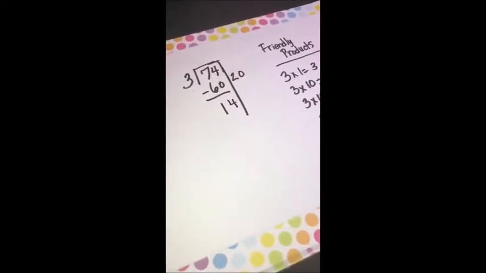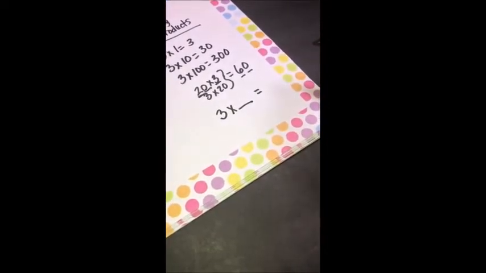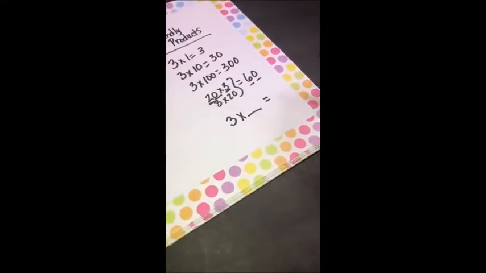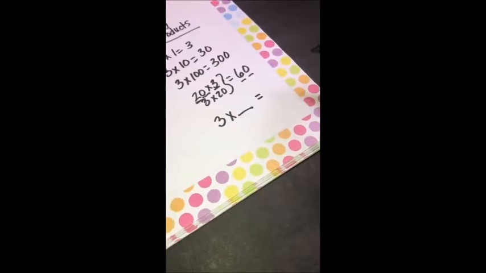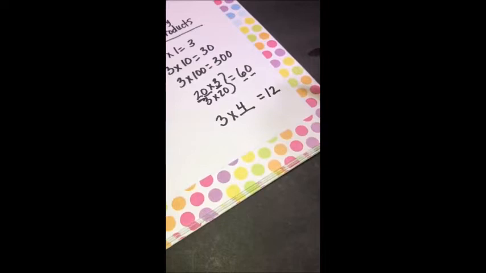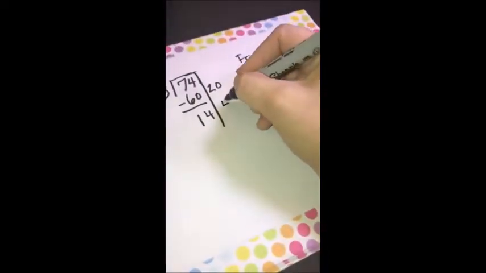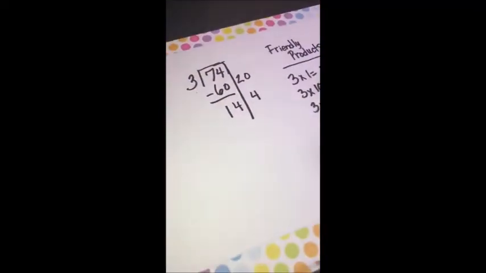So now that I'm left with 14, I'm asking myself, what can I multiply 3 by to get as close to 14 as I can without going over? So you're thinking 3, 6, 9, 12, 15. 15 would be over 14. So let's do that again. 3, 6, 9, 12. So that was 4 times. So 3 times 4 is 12. So I can do 4 more groups, or 4 more in each group of 3.